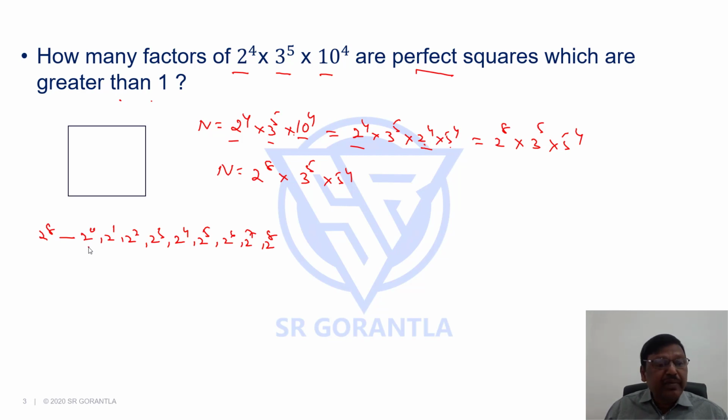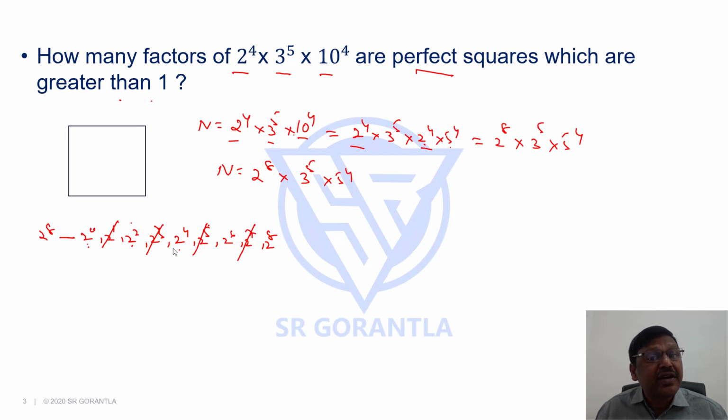2 power 0 is 1, that is a perfect square. 2 power 1 is not a perfect square. 2 square is a perfect square. 2 cube is not a perfect square. 2 power 5 is not a perfect square. 2 power 7 is not a perfect square.